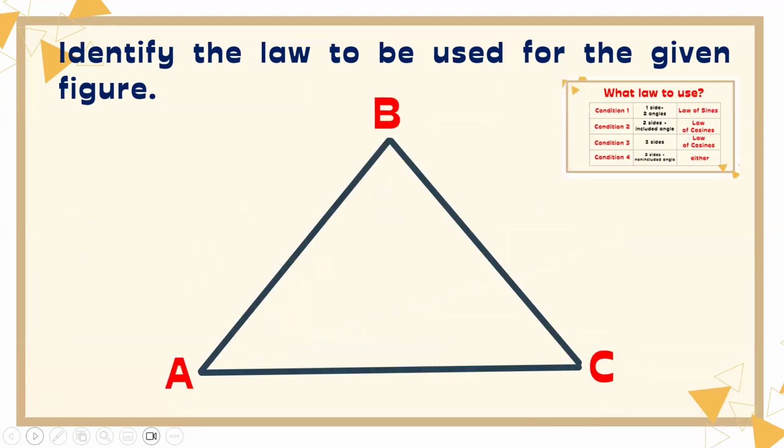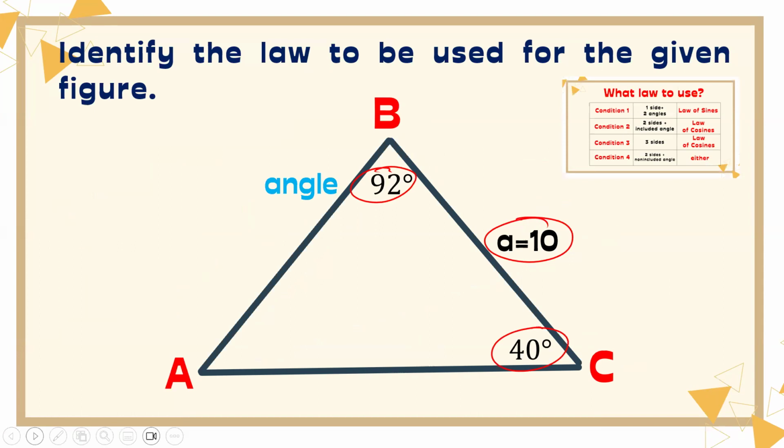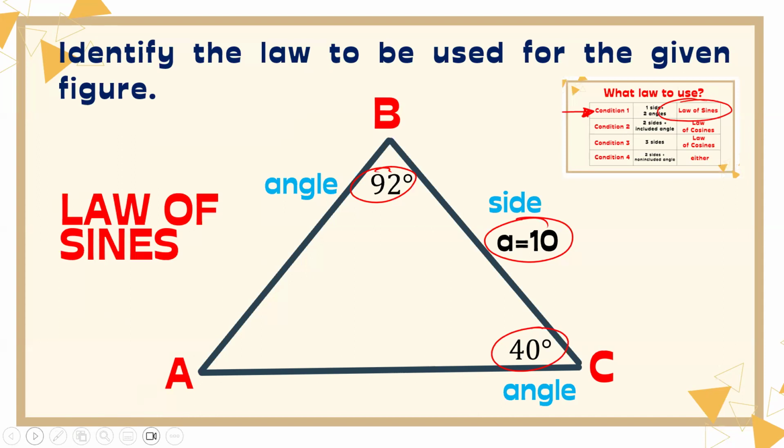Another example, you have another triangle ABC, and you have angles 92 degrees and 40 degrees, and you have side a. Which law would we use if we are given two angles and one side? Okay, which condition do we have here in this particular depicted triangle? Very good, it's under condition 1. Therefore, which law do we use? Very good. So we use the law of sines. Okay. So it's that easy to determine the particular law that we use for a particular oblique triangle.